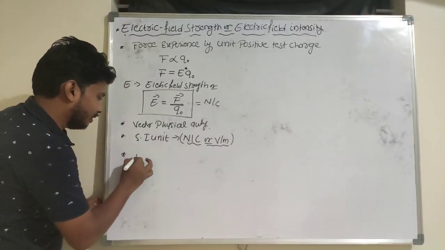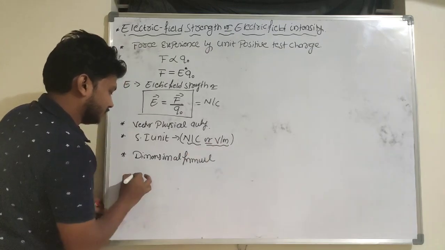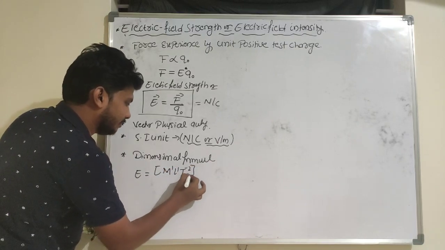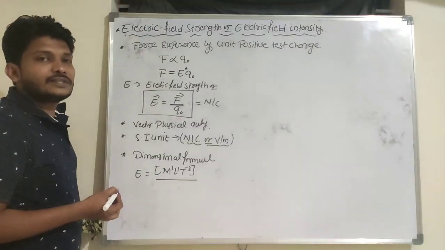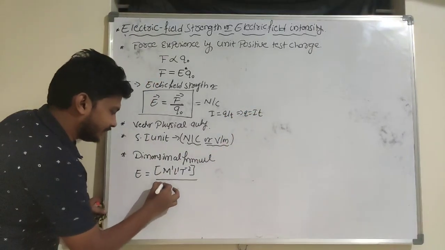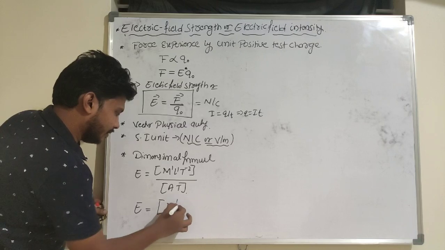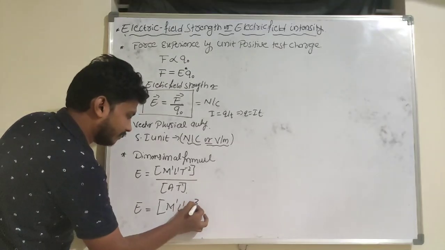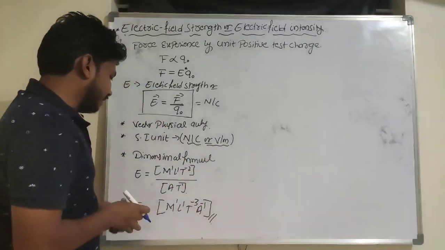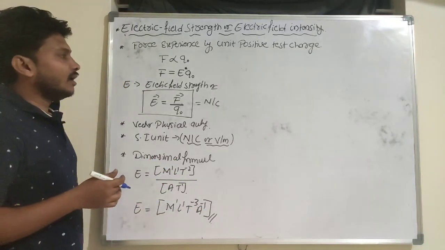So what is the dimensional formula here? E is equal to F, force. What is the dimensional formula for force? M1 L1 T to the power of -2. What is the dimensional formula for charge? I is equal to Q by T, so Q is equal to I into T. I means current, ampere, into time. So M1 L1 T to the power of -3 A to the power of -1. The dimensional formula for electric field strength is M1 L1 T to the power of -3 A to the power of -1.